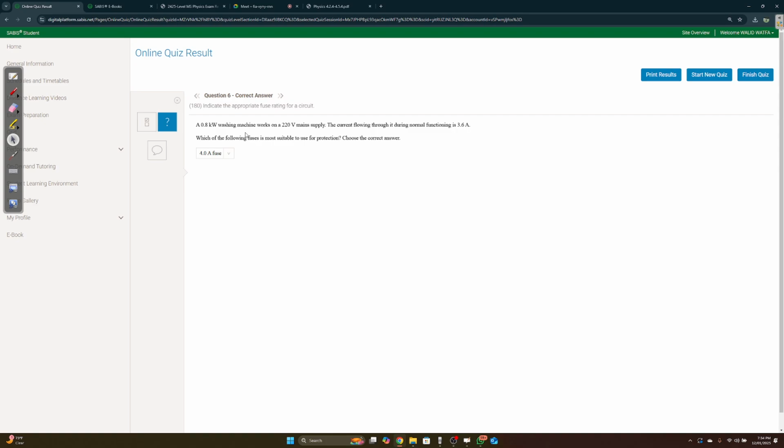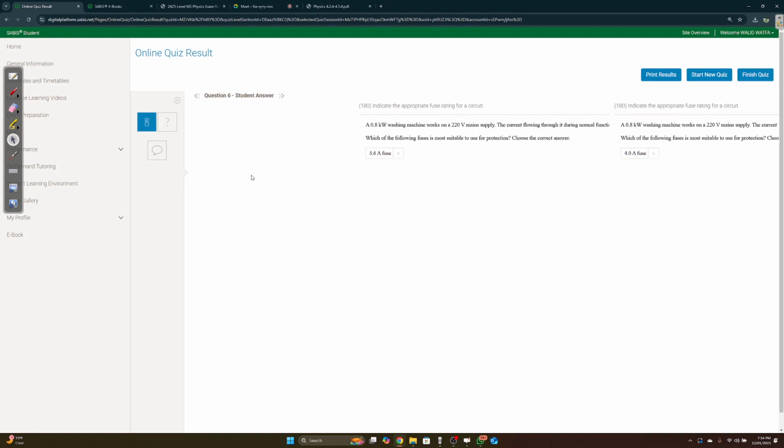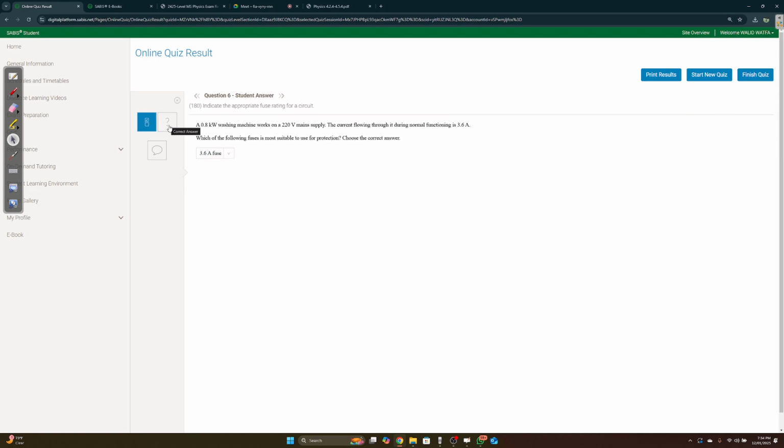Question 6. A 0.8 kilowatt washing machine works on a 220 volts mains supply. The current flowing through it is 3.6 ampere. Which of the following fuses is most suitable to use for protection? Of course, you're not going to use 3.6 amperes, that is the wrong answer. Because if you use 3.6 ampere, what if you get a small eddy current and it goes up to 3.7 ampere? Then the wire is going to melt. So you should always leave room for error. So for 3.6 amperes, put a 4 ampere fuse, right?